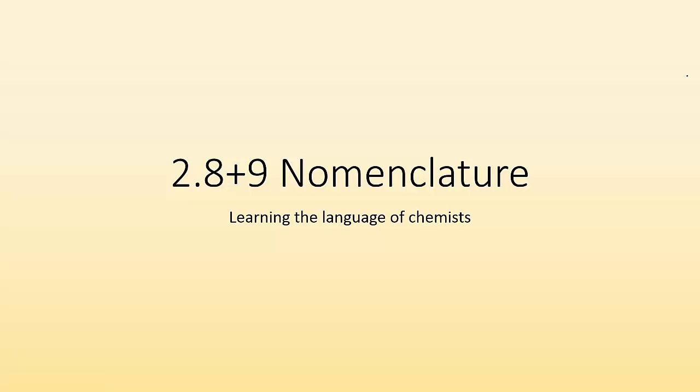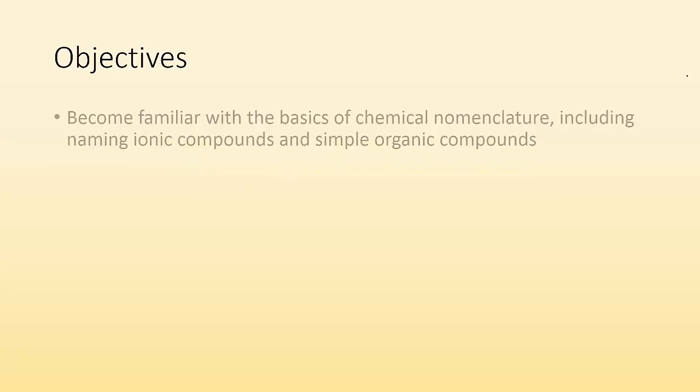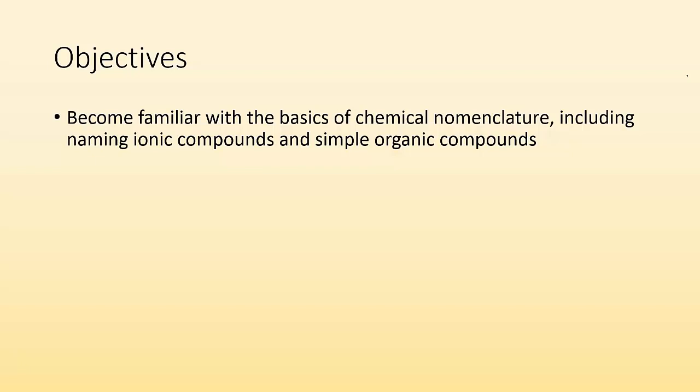This time we're going to take a look at 2.89, topic nomenclature, and we're basically going to be learning the language of chemists. Our objectives will be to become familiar with the basics of chemical nomenclature, basically how we name chemicals, including naming ionic compounds and simple organic compounds.